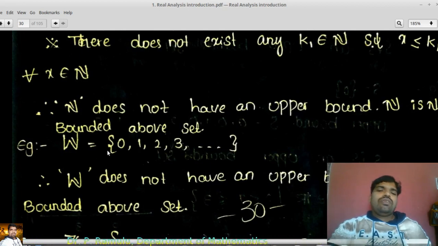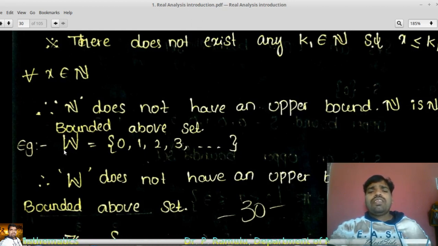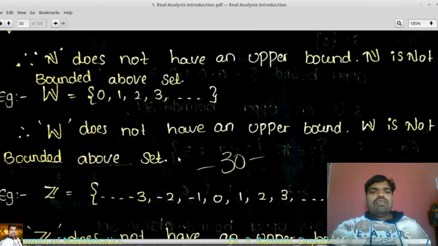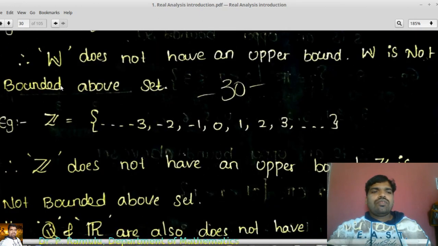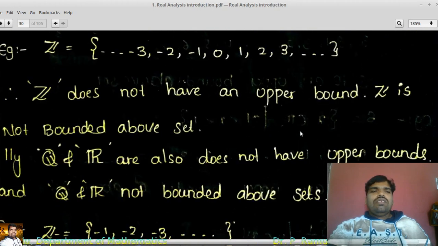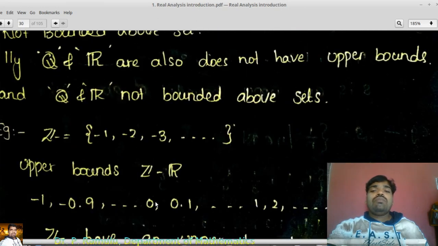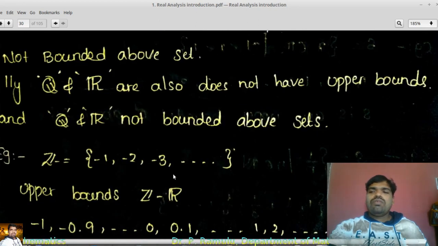Similarly, observe W equal to {0, 1, 2, 3, ...}. We are unable to find any upper bound for this set. That's why W does not have an upper bound and W is not a bounded above set. If you take Z, that is minus 3, minus 2, minus 1, 0, 1, 2, 3, this set also does not have any upper bound. So Z is also not a bounded above set. Similarly, Q and R also do not have any upper bound, so Q and R are also not bounded above sets.